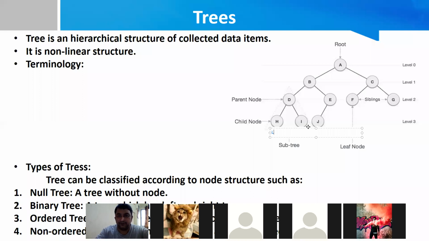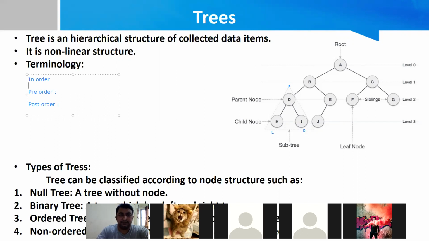This is left, this is right, and this one is parent. So there are three orders: one is in order, pre-order, and post order.